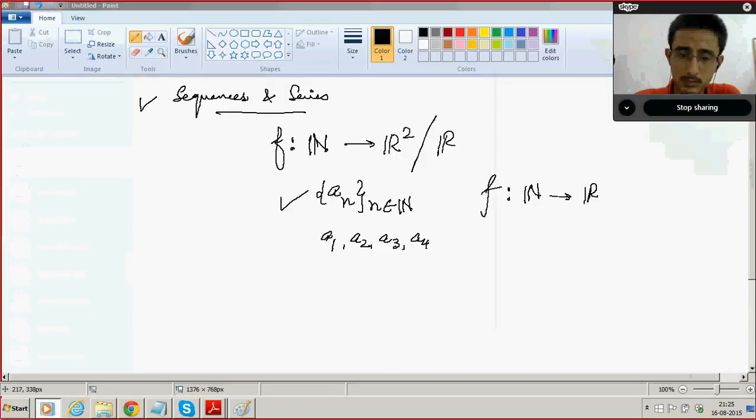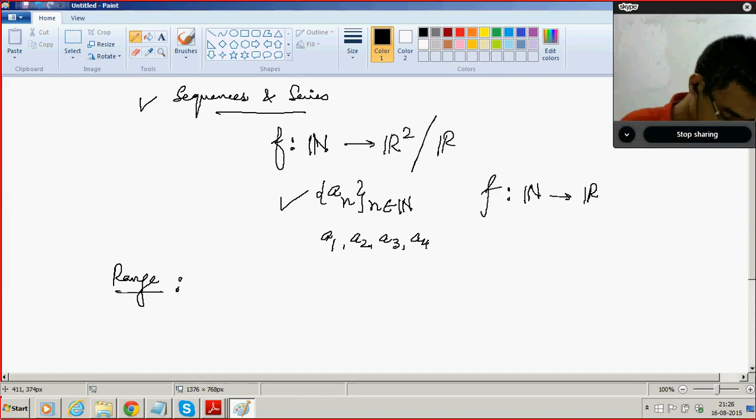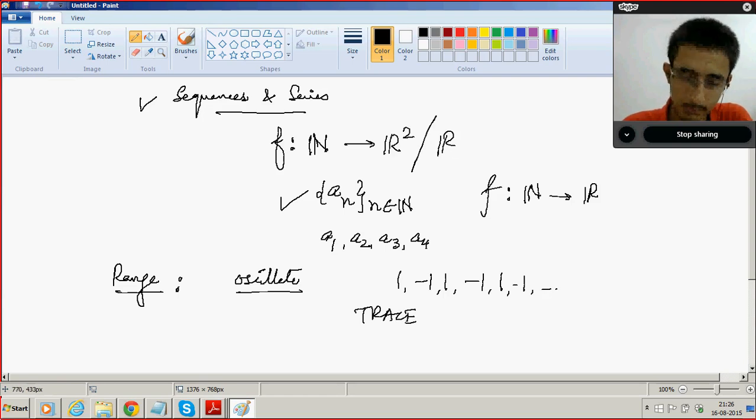Since a sequence is a function, it will also have a range. Now the sequence might just oscillate. You know the meaning of oscillate? Consider this sequence. This is also a sequence. So the set of values it picks up is called trace. Here the trace of the sequence is just the set 1 and minus 1.